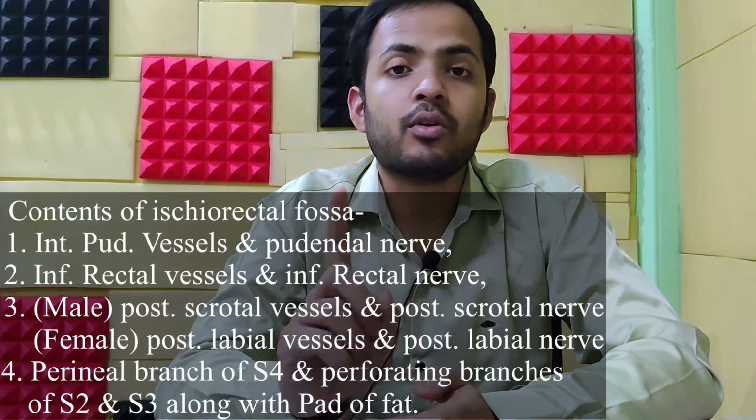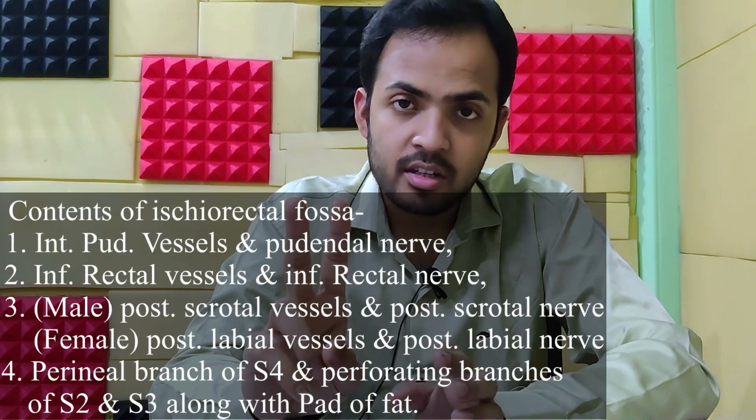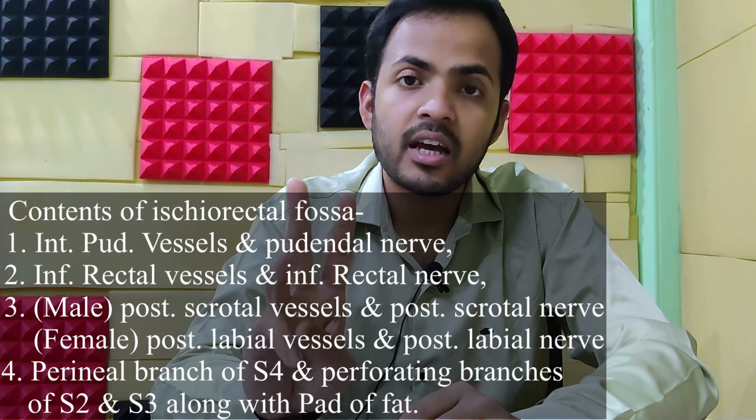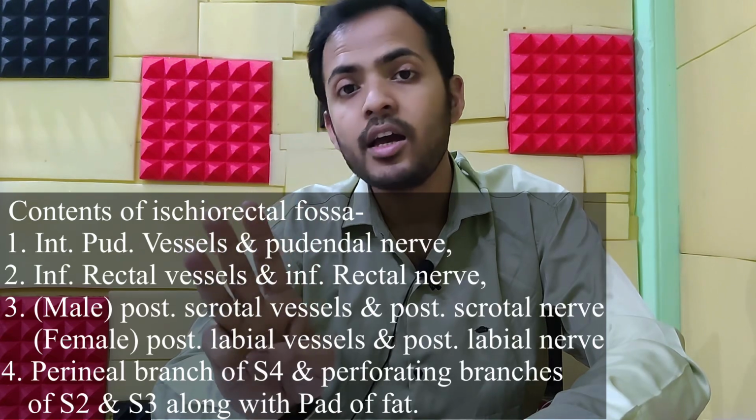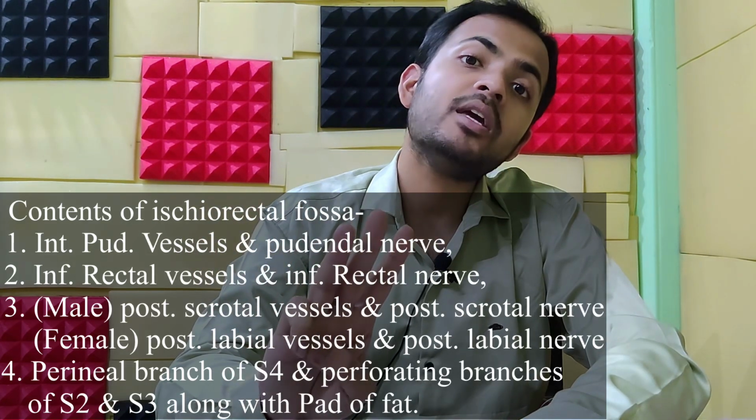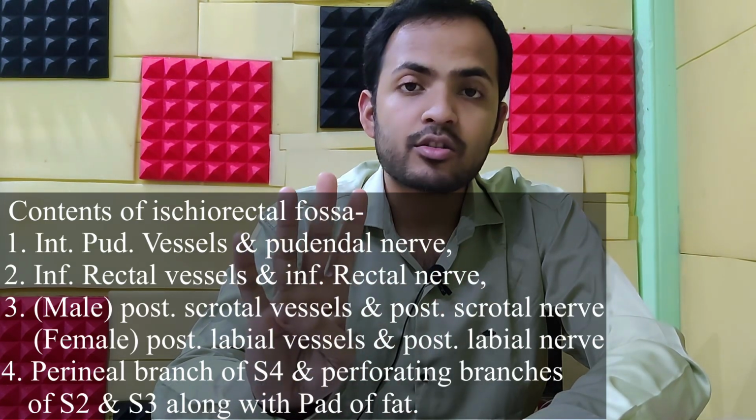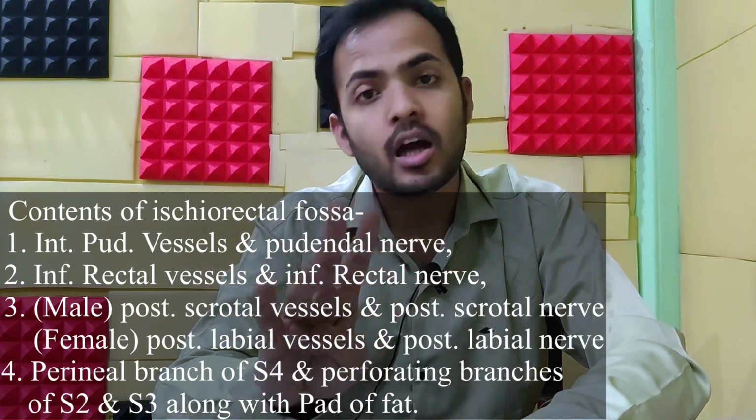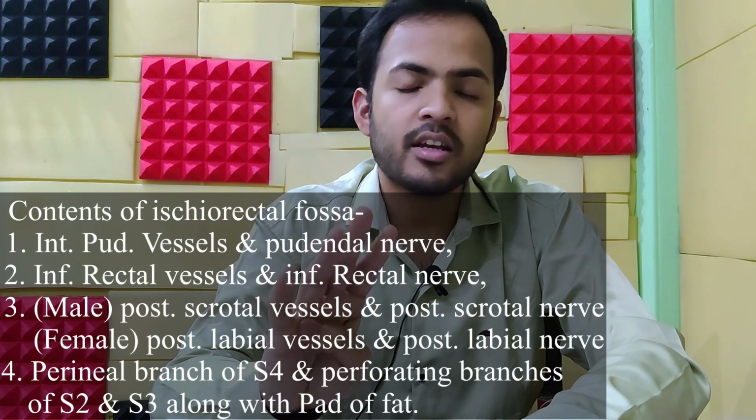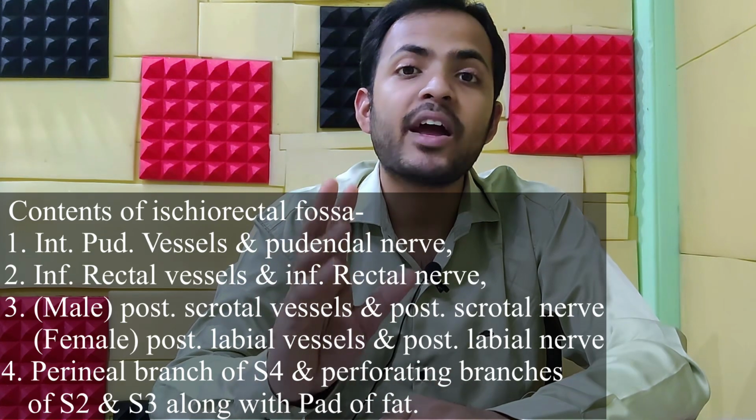Now the overall contents of this ischiorectal fossa: first of all the internal pudendal vessels along with the pudendal nerve, then the inferior rectal vessels and inferior rectal nerve, then in male the posterior scrotal vessels and posterior scrotal nerve. In female you're going to find the posterior labial vessels and posterior labial nerves. Then the perineal branch of the fourth sacral nerve along with the perforating branch of the second and third sacral nerve, basically a part of the sacral plexus. Along with these you're going to find a pad of fat.